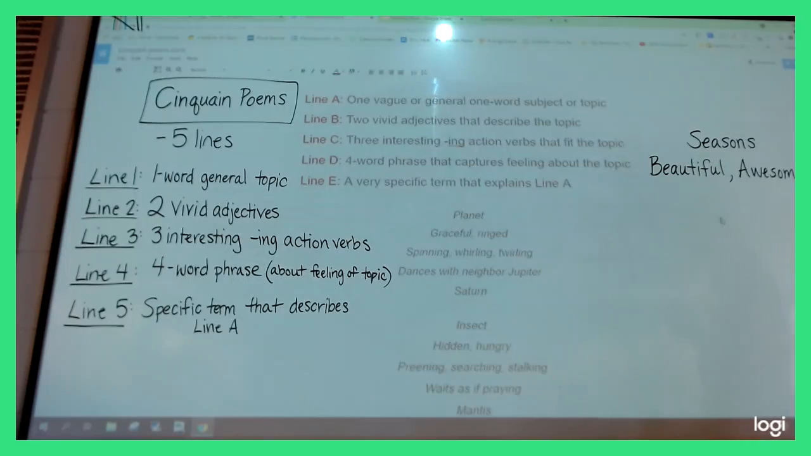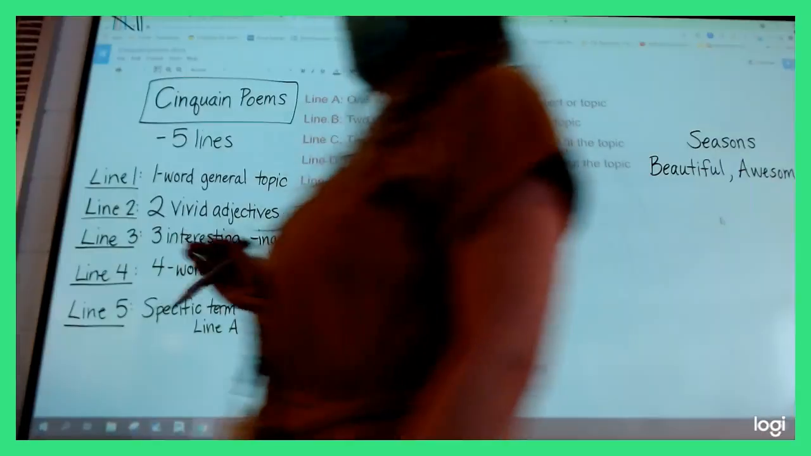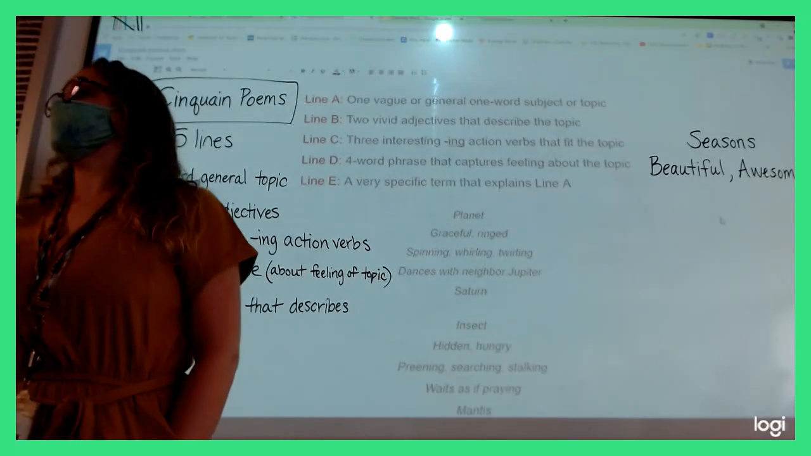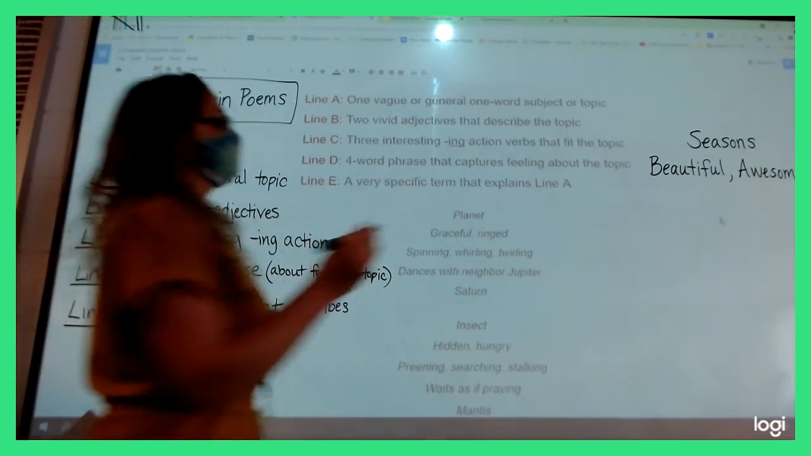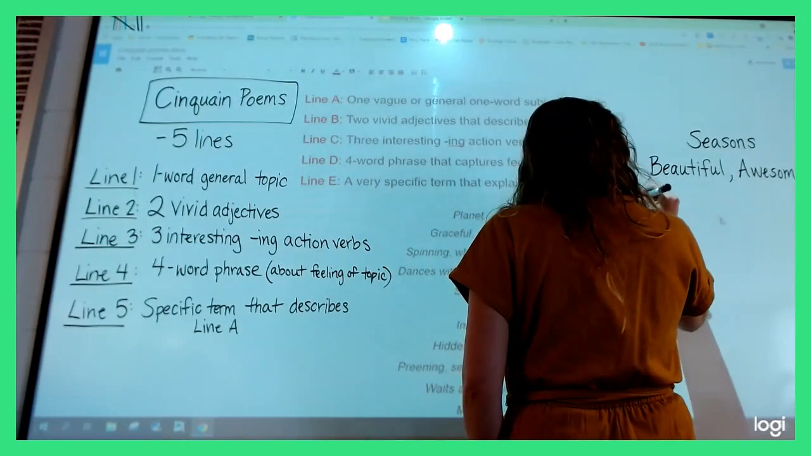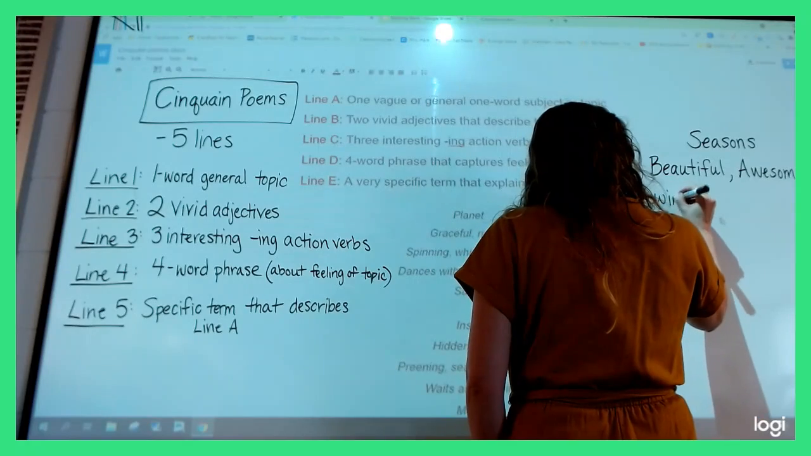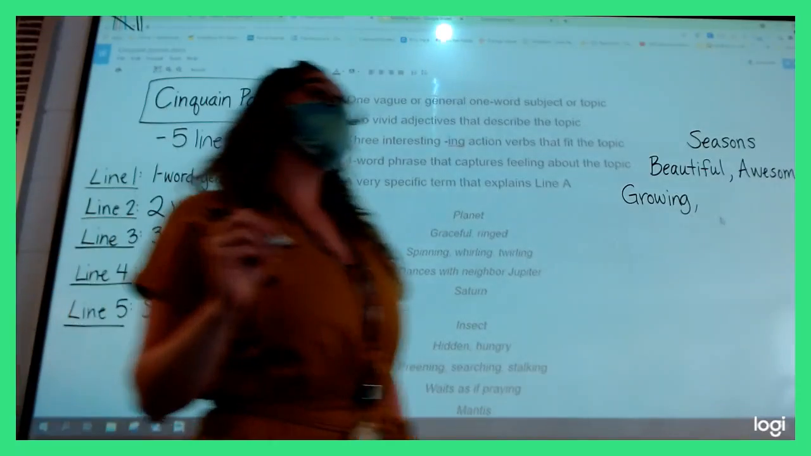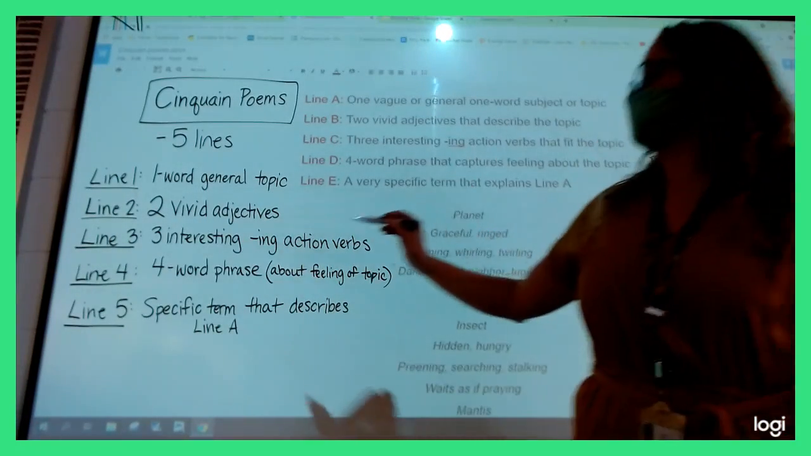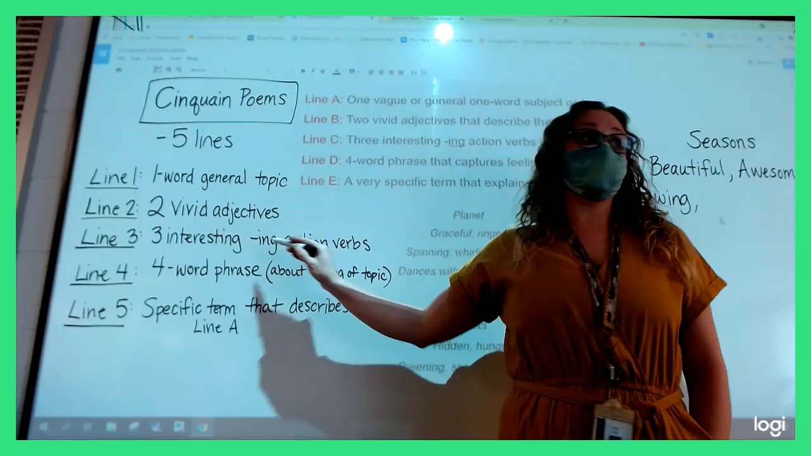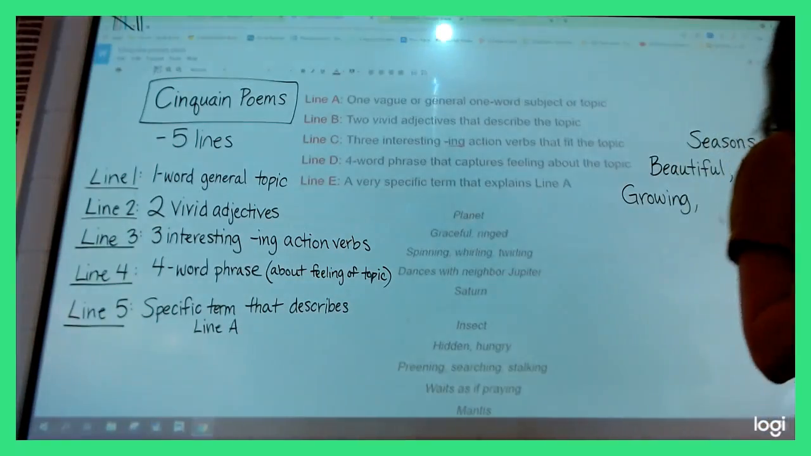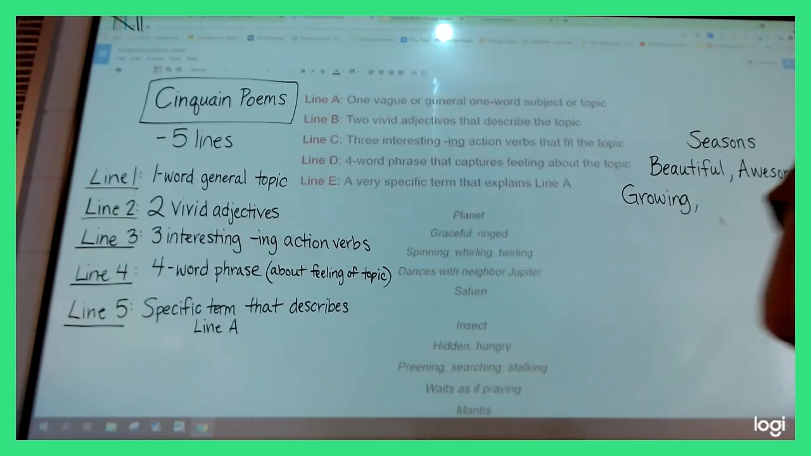Line 3, we need 3 interesting ing action verbs. So what are 3 actions that we might see when we describe seasons? Liam, give me one. Growing. Love it. Chloe? Okay, we just need to make sure that we have action verbs that end in ing. So you could use that up in your 2-word adjectives. Emma? Hibernating. Oh, I love it.